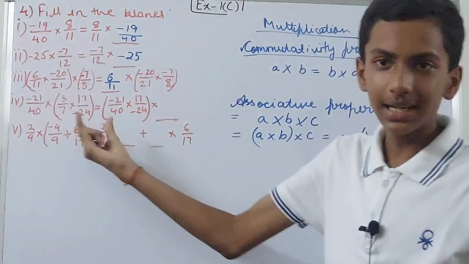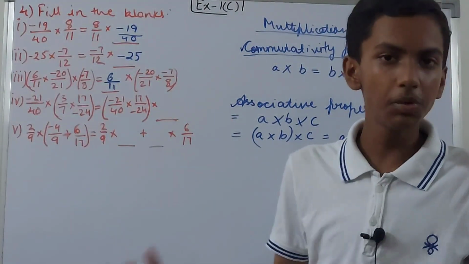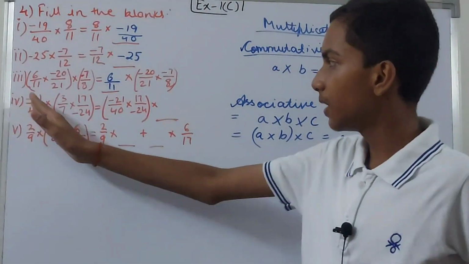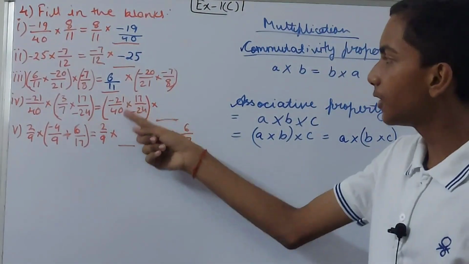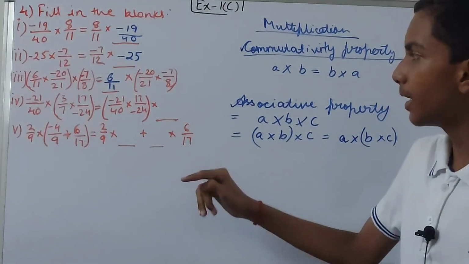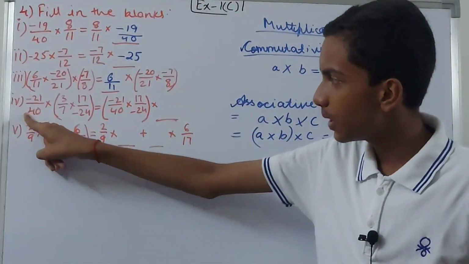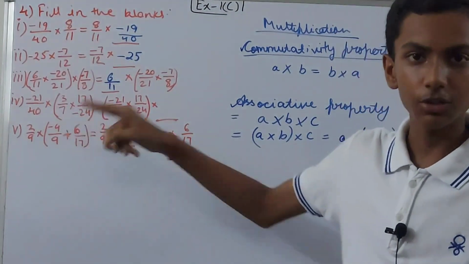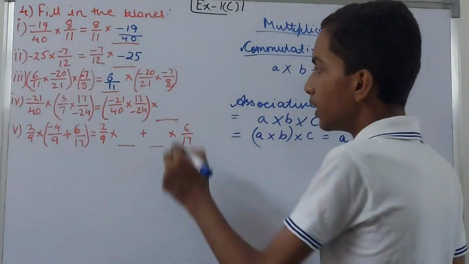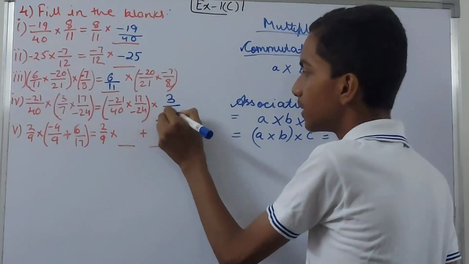Here 3 by 7 and 17 by minus 24 have been grouped together, and minus 21 by 40 has been left out. And now come to the right hand side, we have minus 21 by 40 into 17 by minus 24, right? So here this one has been grouped and this one together. And what is left? 3 by 7. So the number that is left, write that down here. So into 3 by 7. Alright.